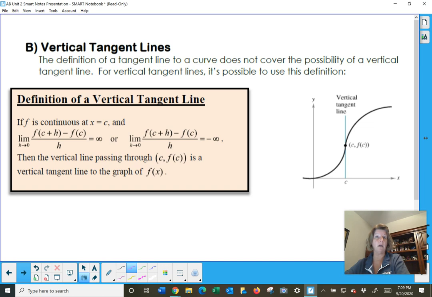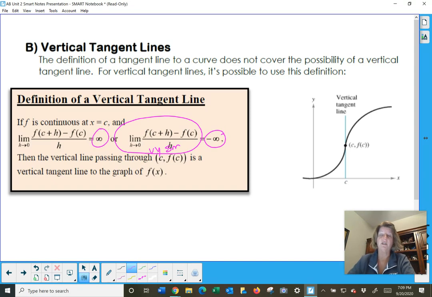Vertical tangent lines are also another place where we would have to say the derivative doesn't exist. The definition of a tangent line to a curve does not cover the possibility of a vertical tangent line. For vertical tangent lines, it's possible to use this definition, and we would get this as h heads to 0. Then we're dividing by something very small, and we could end up with either negative infinity or positive infinity. We know that describes a vertical line, and then the derivative doesn't exist. So vertical lines, as displayed by the shape of that graph that we're looking at.